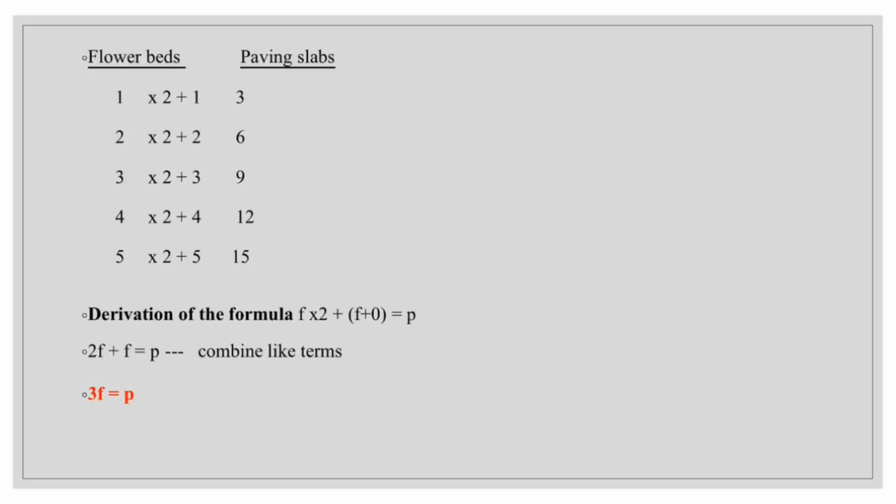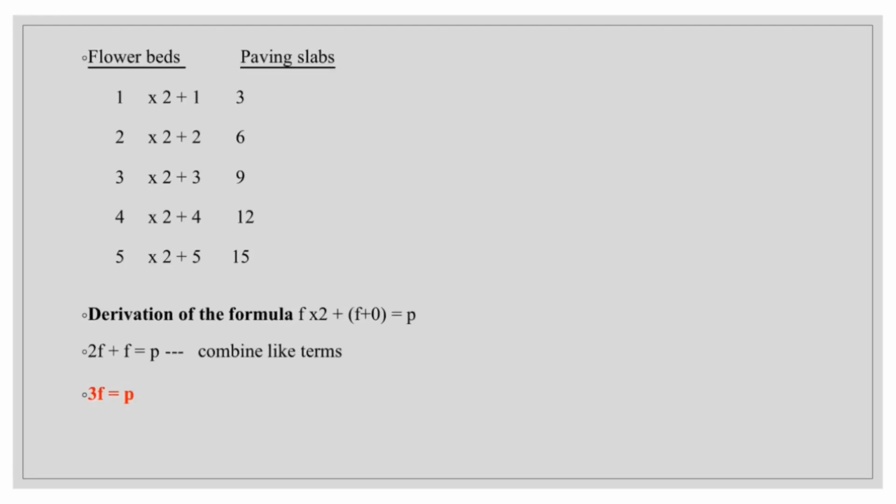So, kung mapapansin natin sa formula natin, yung f times 2 plus quantity f plus 0 is equal to p. So, yung f natin, yung flower bed. Then, yung times 2, yung minultiply natin sa mga number ng flower beds natin. Plus, another f plus 0. So, tandaan natin, kapag yung number of sides natin is odd number, yung a-add natin dito is laging 0. And then, is equal to p.